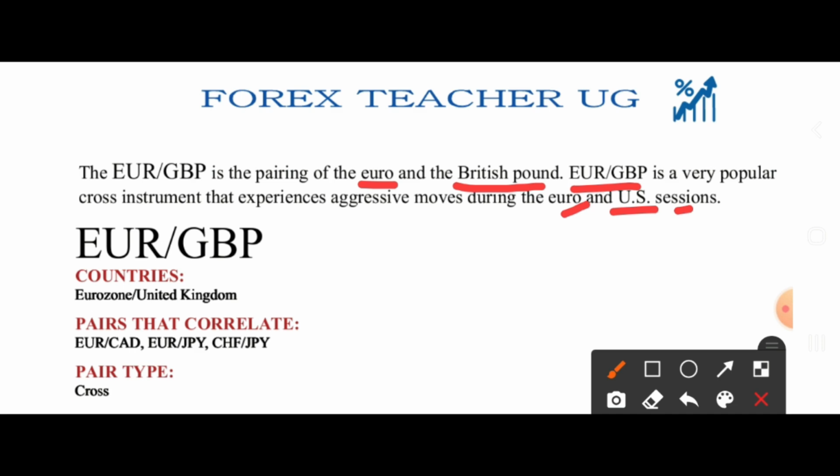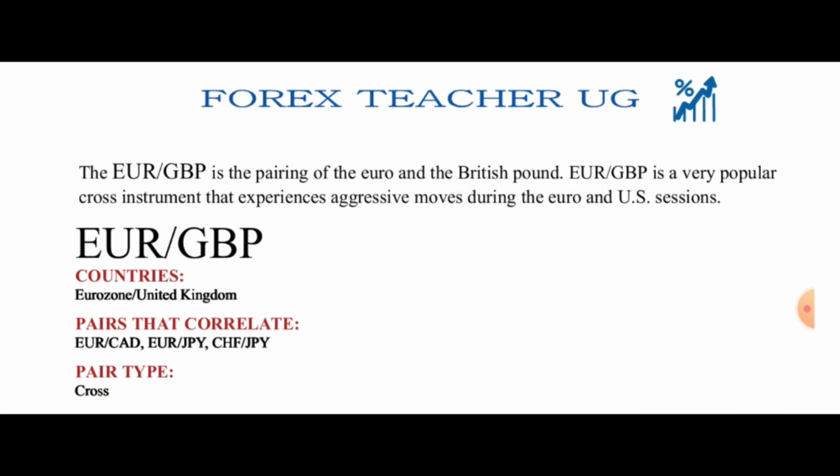So as you can see here, during the euro and US session we need to be extremely keen with our trading, because more of the currencies can give us good pips where we can earn a good amount of money. The countries are the Eurozone and United Kingdom. We have the pairs that they correlate with: Euro CAD, Euro JPY, CHF JPY, and the type is a cross pair.